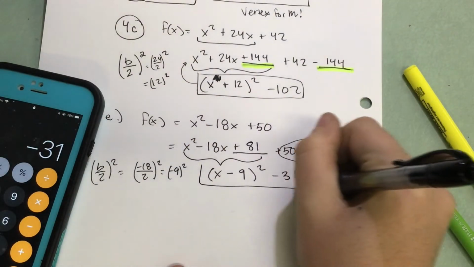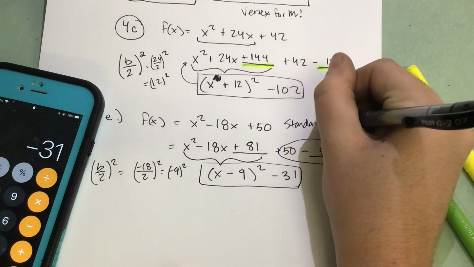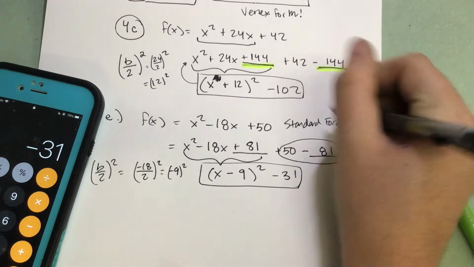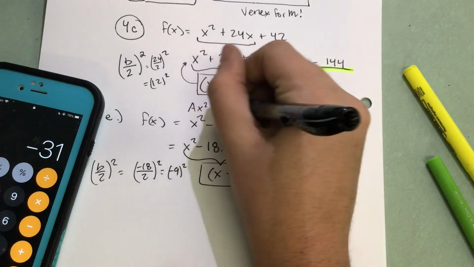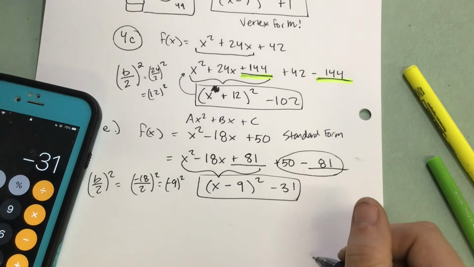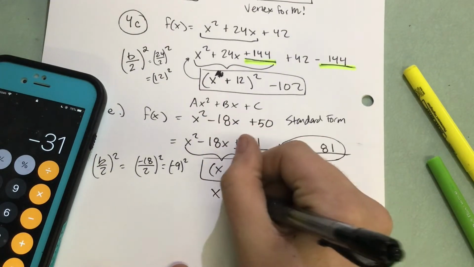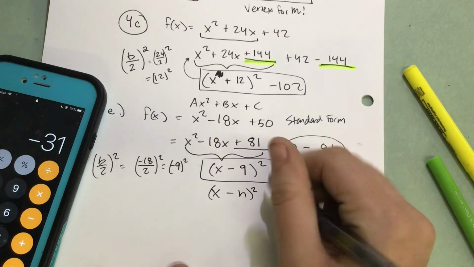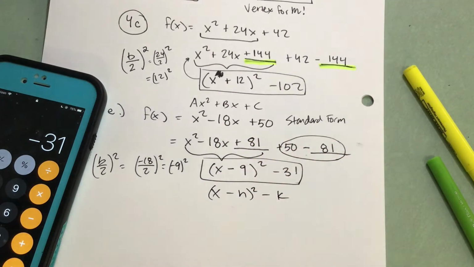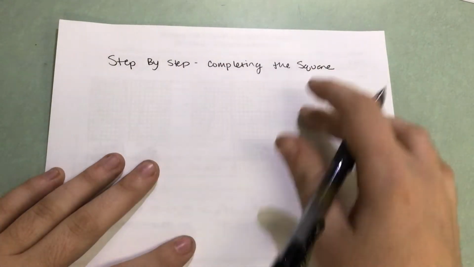So here we are. We converted from standard form of ax squared plus bx plus c, and we changed it to vertex form. In this case, it was x minus h squared minus k. Cool. All right, we're gonna close our video off with a step-by-step completing the square with directions on the sides.